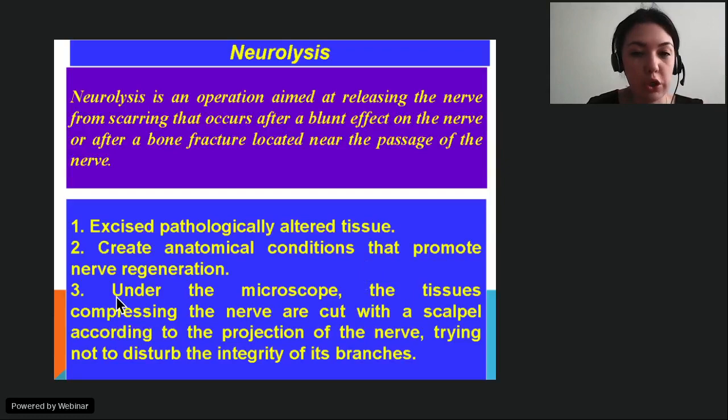And under the microscope, when we perform surgery of the nerves, we usually use small instruments, and we usually use even lenses to improve our vision, to zoom what we see. So under the microscope, the tissues compressing the nerve are cut with a scalpel according to the projection of the nerve, trying not to disturb the integrity of its branches. So this is neurolysis.